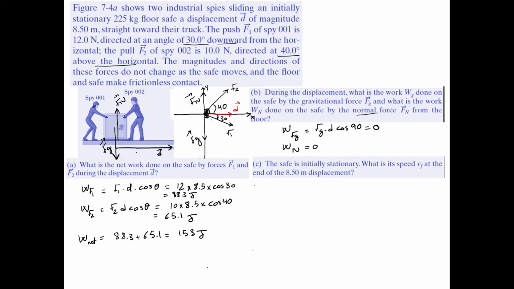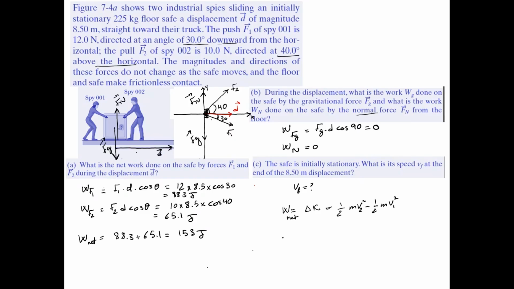In part C, the safe is initially stationary. What is its speed, V final, at the end of the 8.5 meter displacement? This is basically a kinematics question. So we're interested in the speed V final. Here, I'm using the work energy theorem, which says that W is equal to delta K. The amount of work done by a force is equal to the change of the kinetic energy of the object. And delta K is none other but half m v final squared minus half m v initial squared. And this W is, of course, W net.